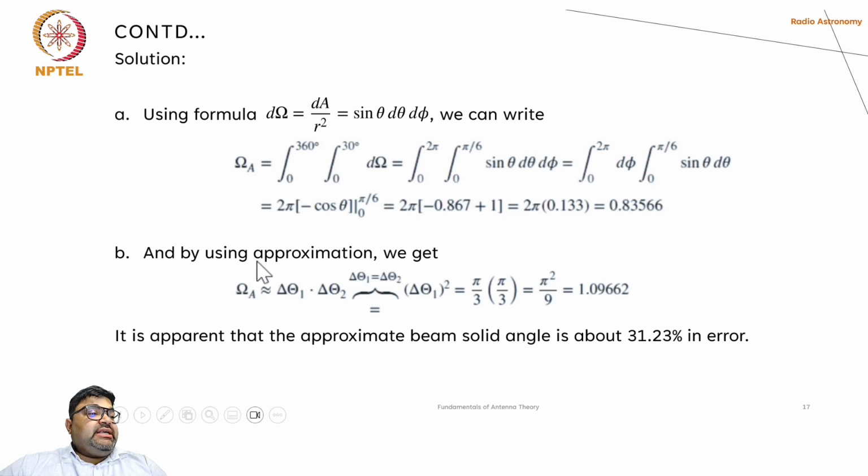By using the approximation, we get omega A equal to delta theta 1 times delta theta 2. If they were the same, it becomes delta theta 1 whole square, and that gives you 1.09662. So if you follow the approximation rules which we defined earlier, then the approximate beam solid angle can have an error of up to 31%, which is quite high.